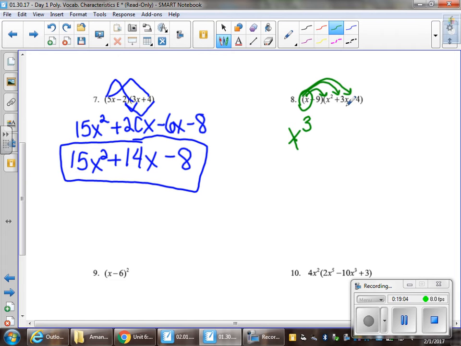X times 3x is what? 3x squared. And last, x times negative 4. Are we done? No. Good. X times 3x, that becomes 3x squared. Good. Are we done? No. What do we have left? Good.